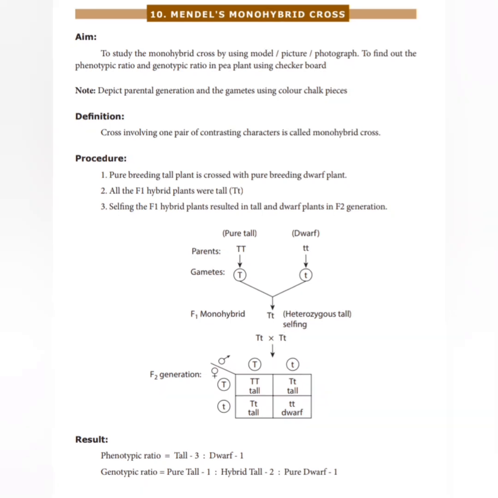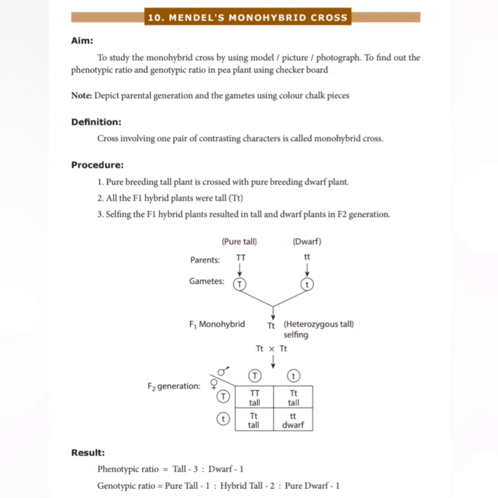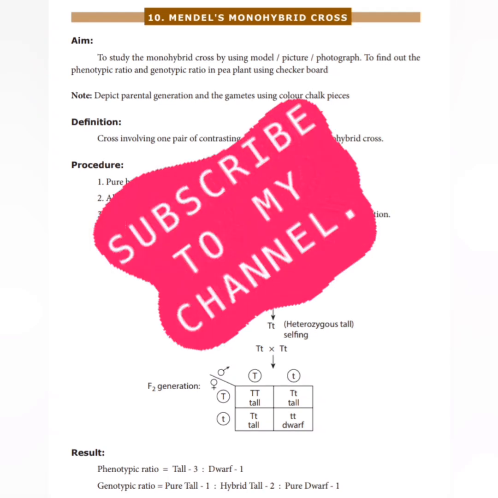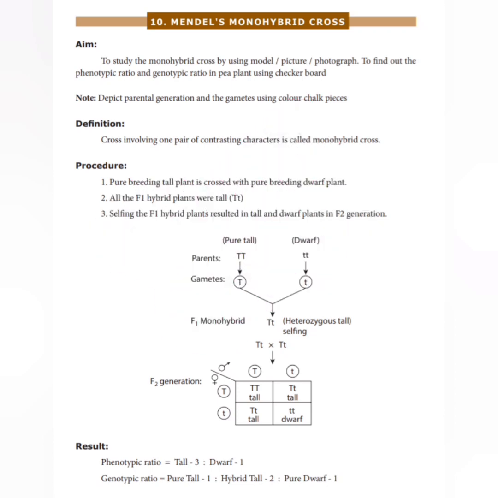And the next experiment is Mendel's monohybrid cross. In this experiment, they will give a model or picture or photograph. Students, you just should observe and you can write the aim, definition, procedure, diagram and result. Note, no need to write the procedure. It's a very easy practical in the biology part.